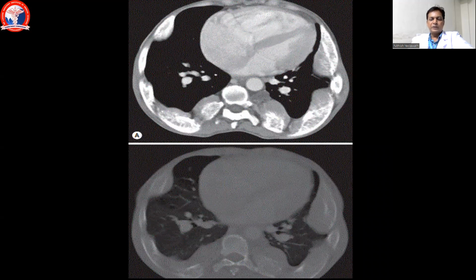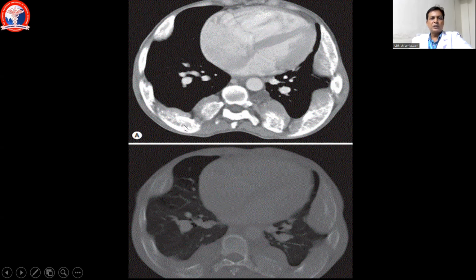Next image, what we are seeing is two thoracic CT scan axial images. One is a soft tissue window and the next is a bone window. The first image is a contrast image.